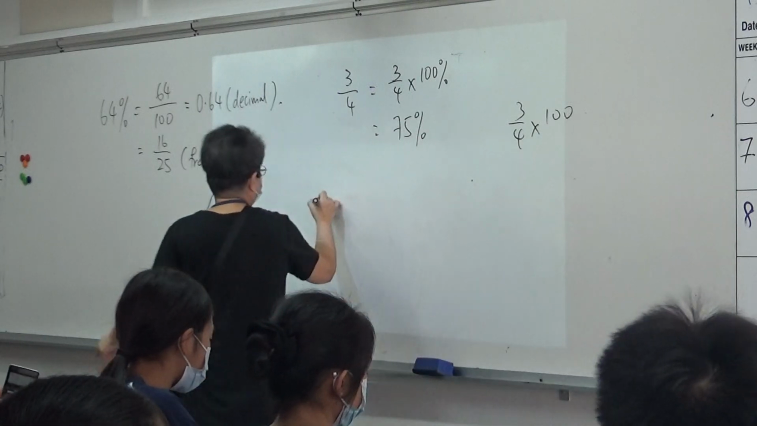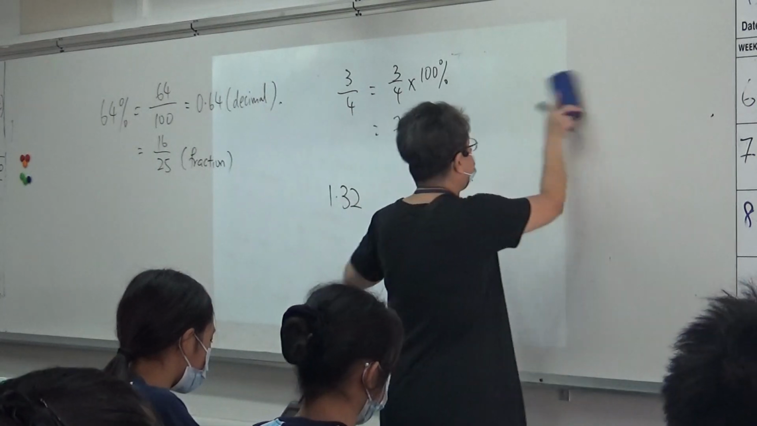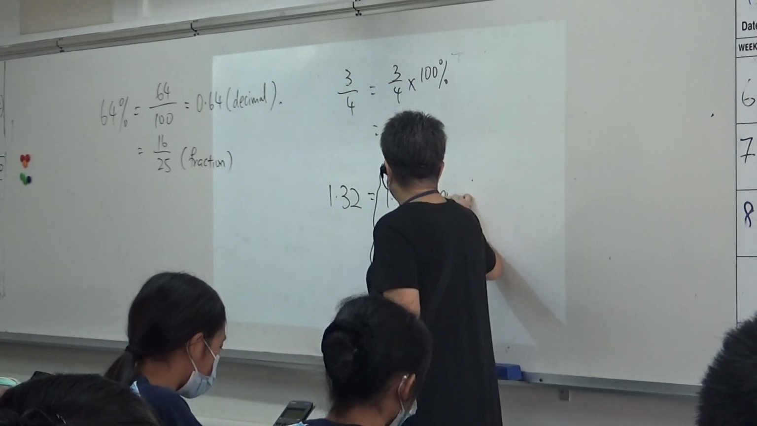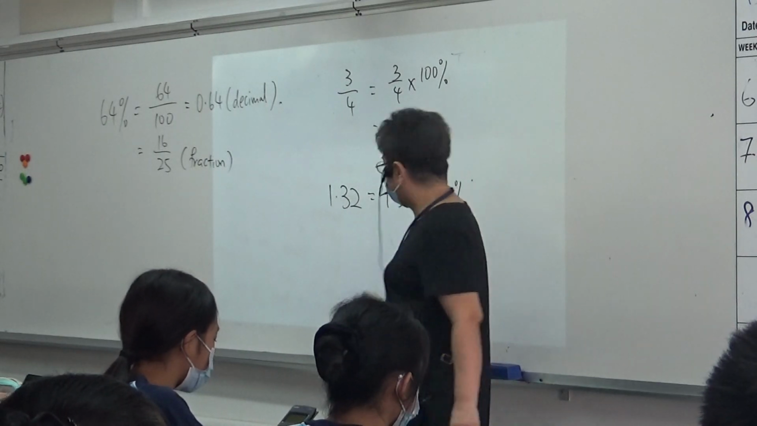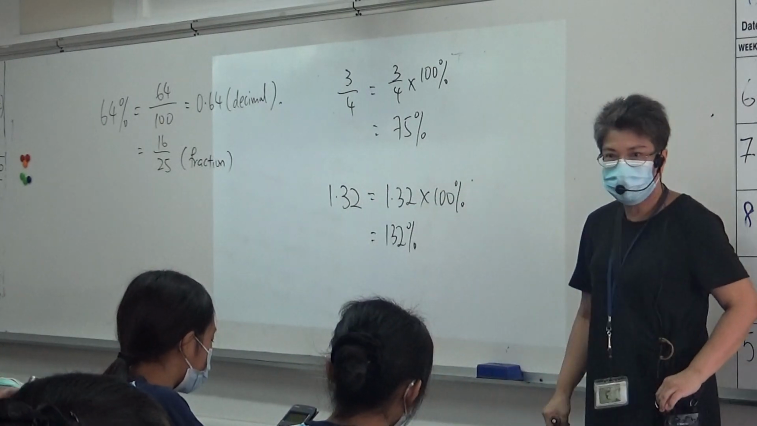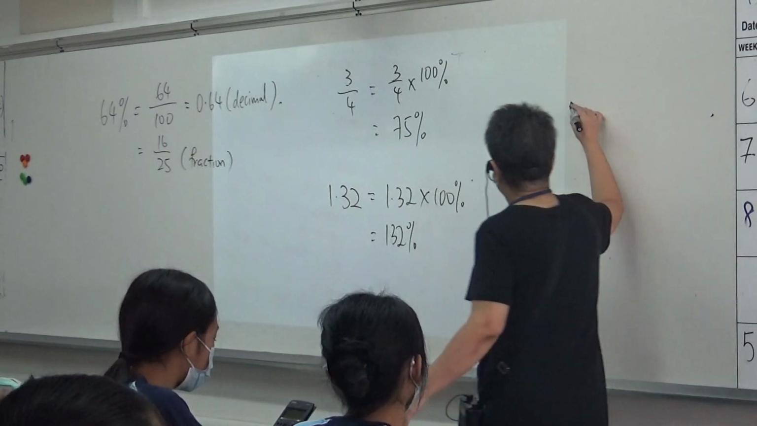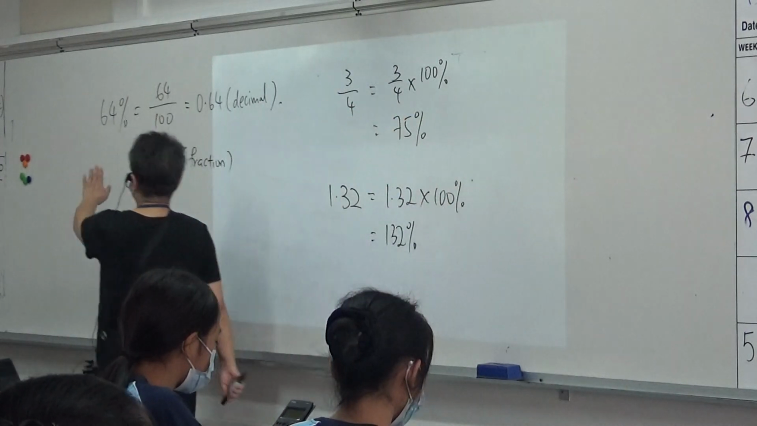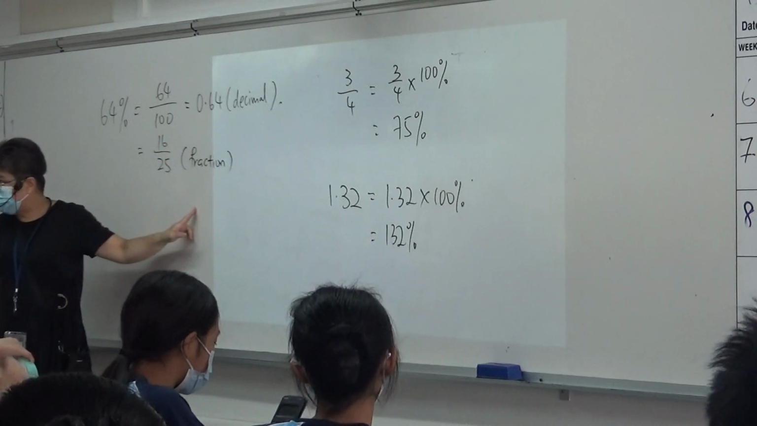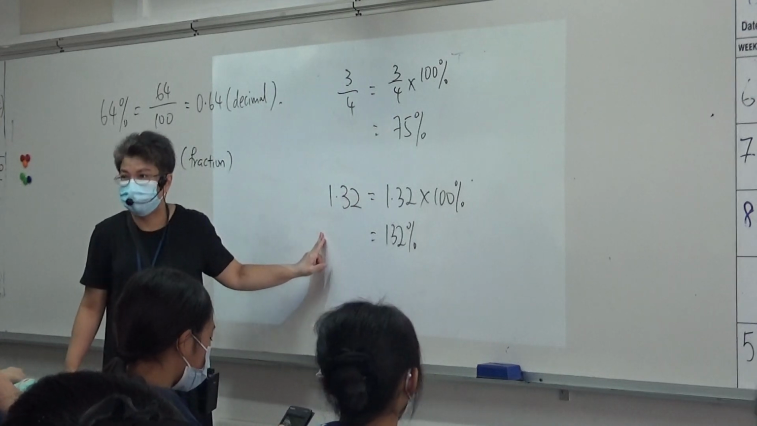Next one. What if I have 1.32? I want to change it to percentage. 1.32 times 100%. So it will be what? 132%. Agree? Now, if I have a percentage, I must be able to change it to decimal and fraction. If I have a fraction or decimal, I must be able to change it to percentage.